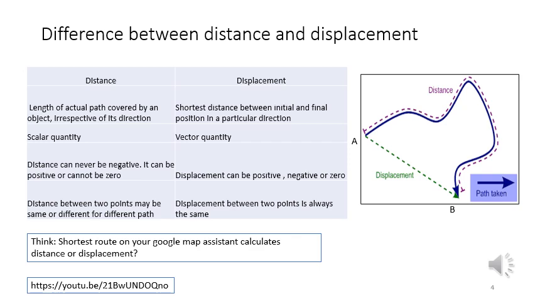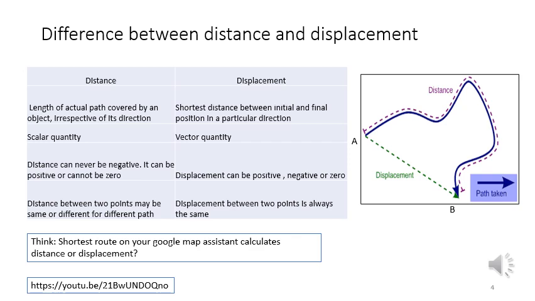Fourth point, distance between 2 points may be the same or different for different paths. Take the same example. If I am traveling along that blue dotted line, which is above the green dotted line, that's a different path that is taken. So accordingly the distance will change. But from A to B again, I will take another route which will have a different path. Again, the distance will change. So I have two different paths where the distances are different.